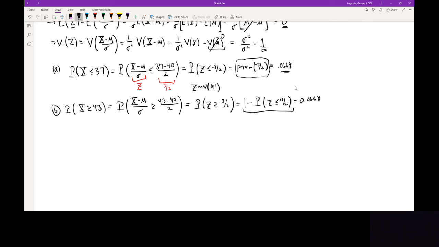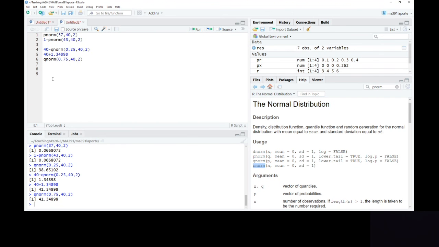So I'm doing p norm of -3/2, and then 1 minus p norm of 3/2. Yeah, I forgot to write that in. So p norm in R of 3/2. So let's stop sharing, start sharing R. What do we get? P norm of -3/2 minus P norm of 3/2. And we see that we get exactly the same thing, what we thought we were going to get.